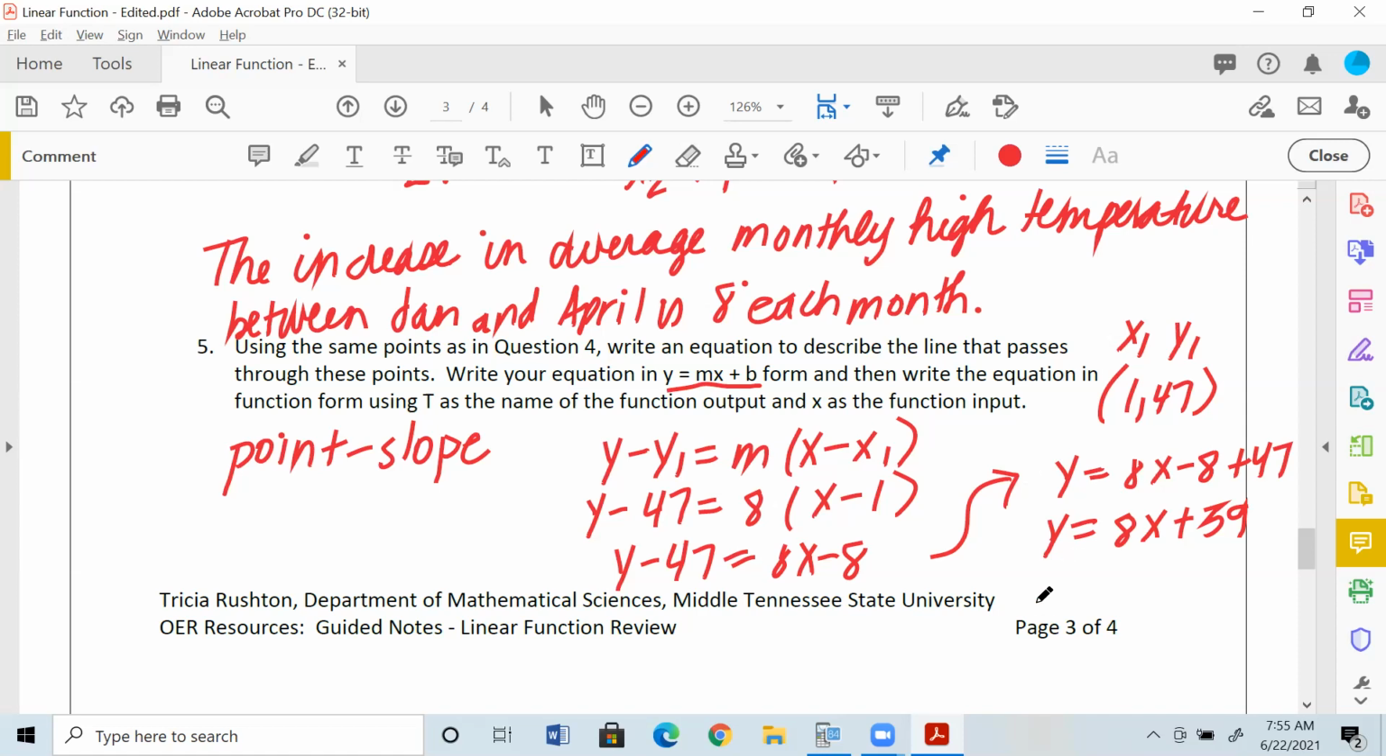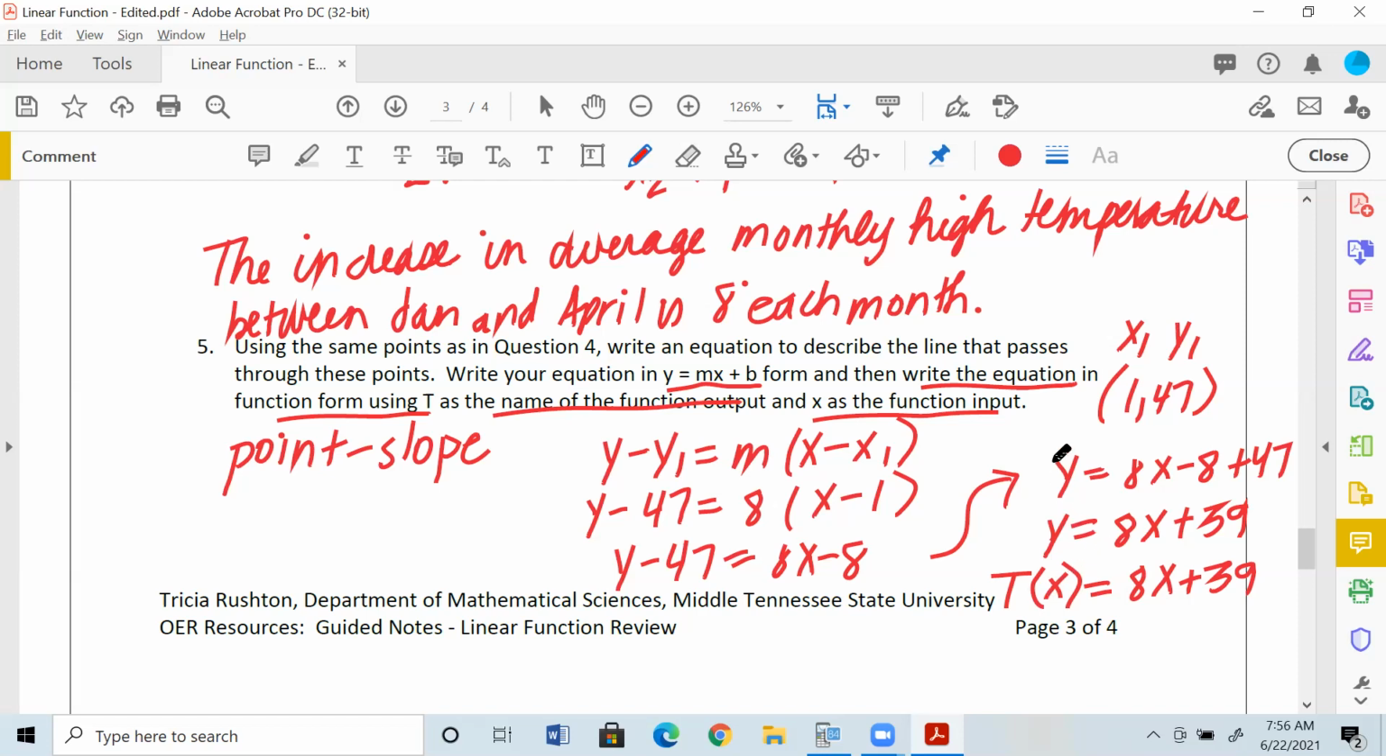We also, though, want to make sure that we can write our equations in function form. So if you'll notice, it says, write the equation in the function form using t as the name of the function output and x as the function input. What this means is that we will keep the x's where they are, but anywhere that we see a y, we're going to use it in function notation. So we would write t of x equals 8x plus 39. For any x month that you would plug in, you could find the corresponding t of x or y value.